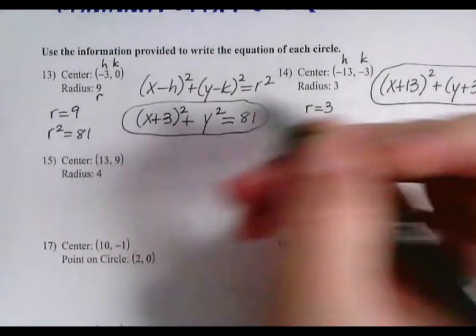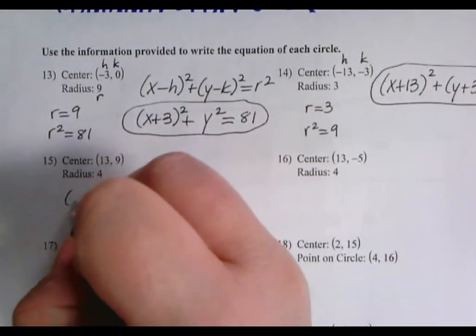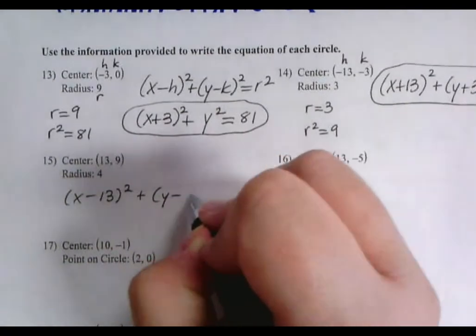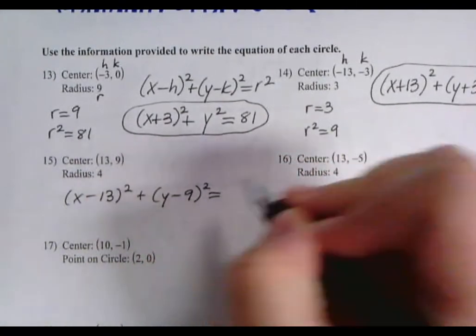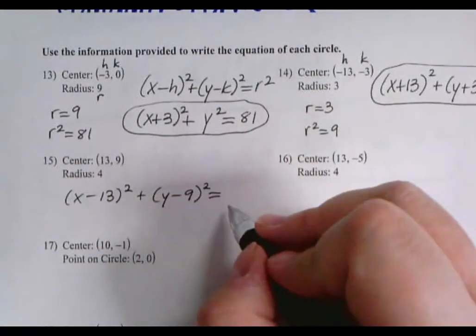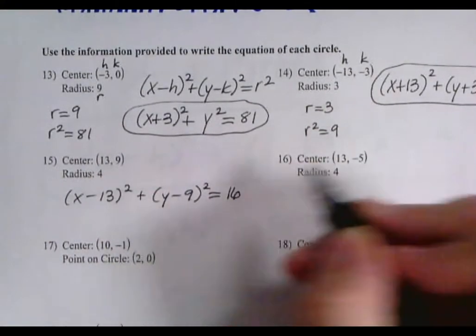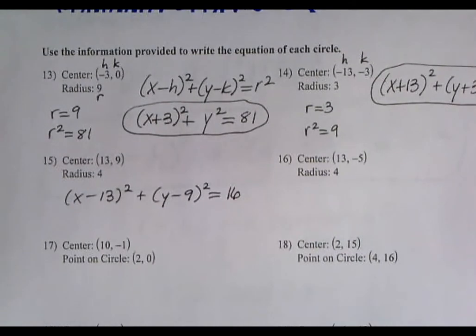These are both positive, so I'm going to see minuses. So x minus 13, y minus 9, and what is 4 squared? This is the radius. In the equation, it's always radius squared. So it's 4 squared, which is 16. Don't ever just write 4 squared and leave it. Go ahead and multiply out 4 times 4 and get 16.